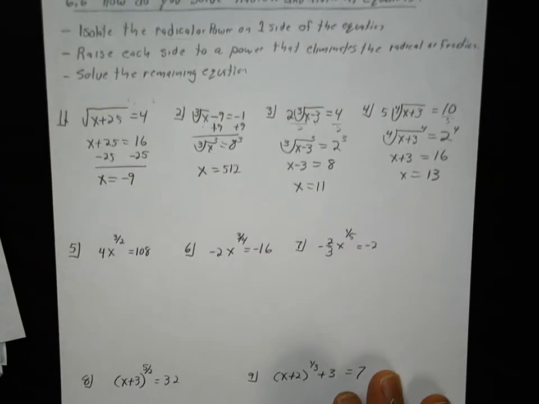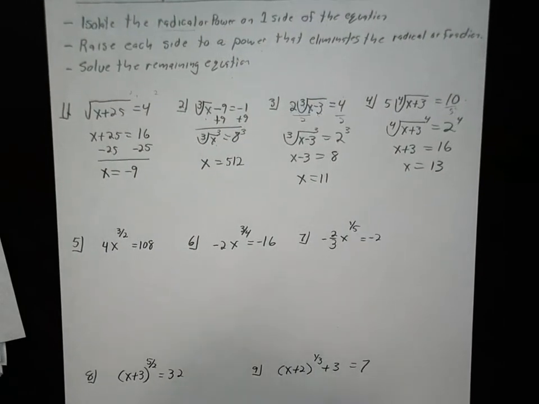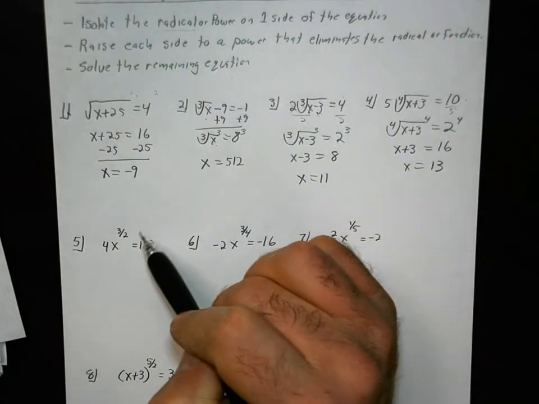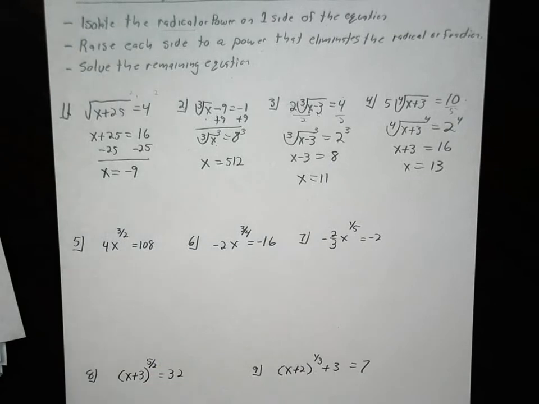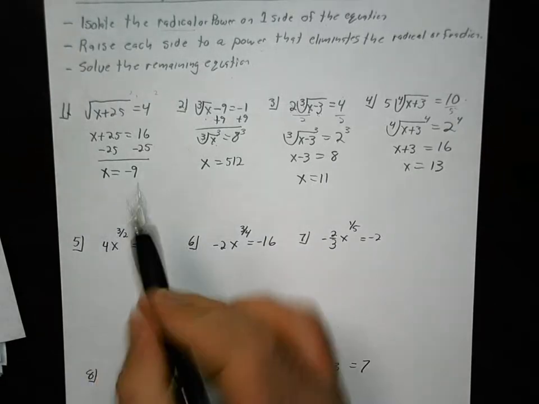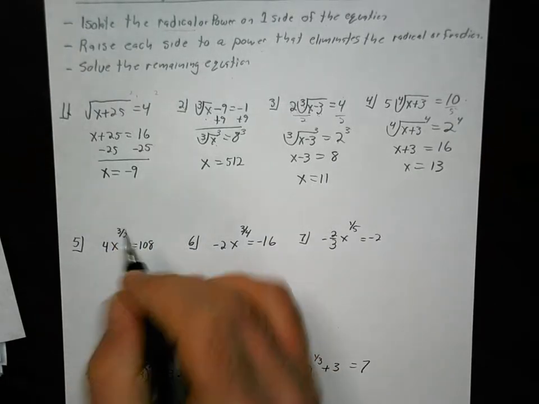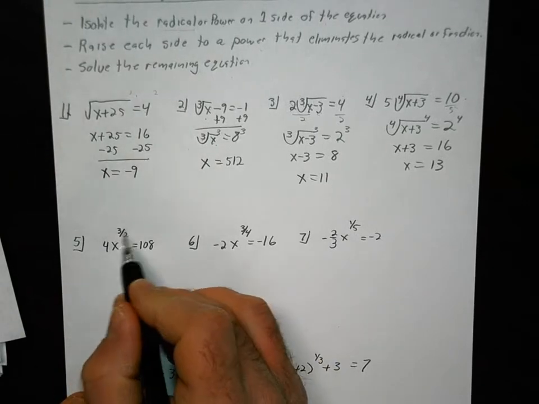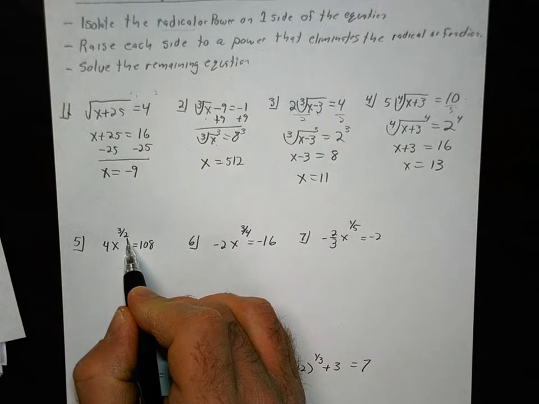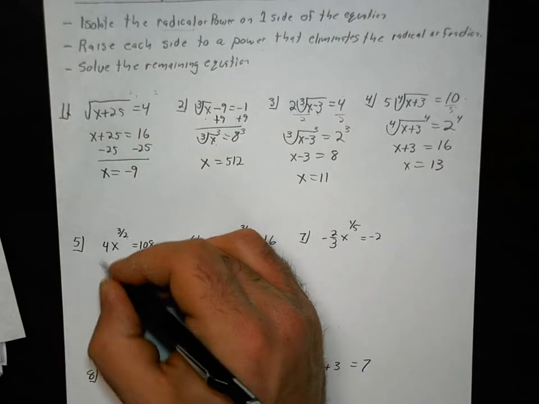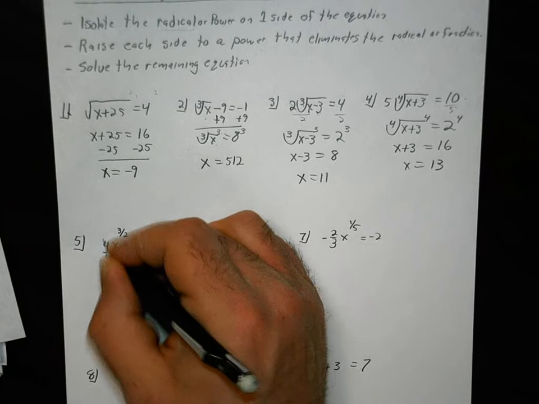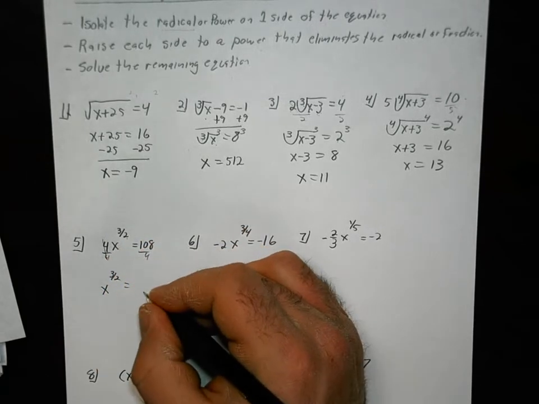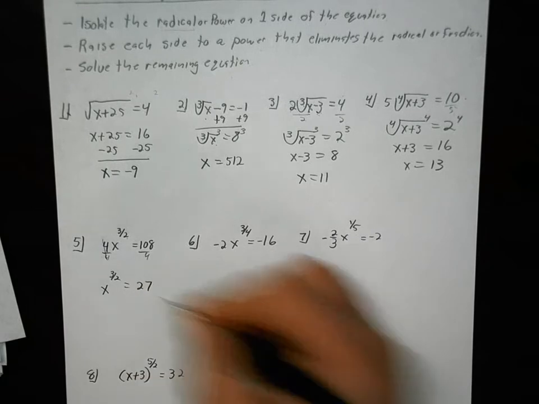Okay? Let's look at number 5. Now we have fractional powers. We have a rational equation here with fractions. So how do we do that? We do it pretty much the same way. We have to isolate this part of it. So we divide both sides by 4. So I get x to the 3 halves equals 108 divided by 4 is 27.